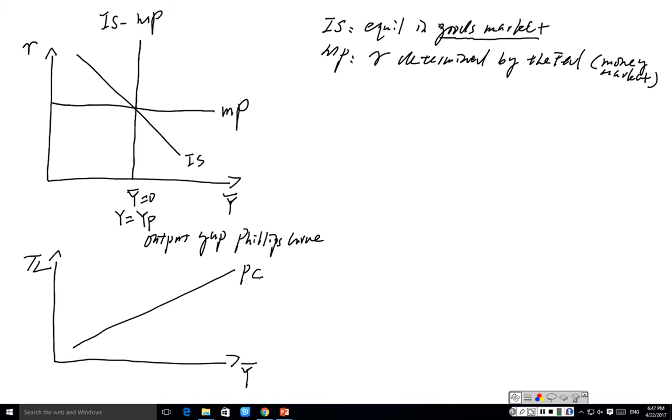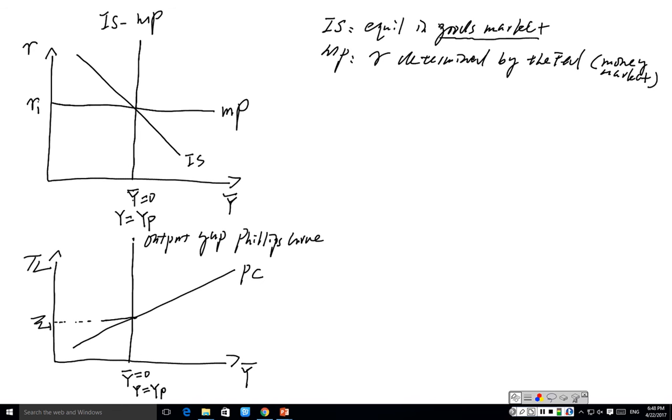So we use the PC to show the Phillips curve, and we try to connect these two graphs together. We extend the long run equilibrium output here. That's output gap equals 0, which means real GDP is the same as the potential GDP here. And this will determine the equilibrium inflation rate pi 1. And back to the IS-MP curve, the intersection also determines the equilibrium real interest rate.